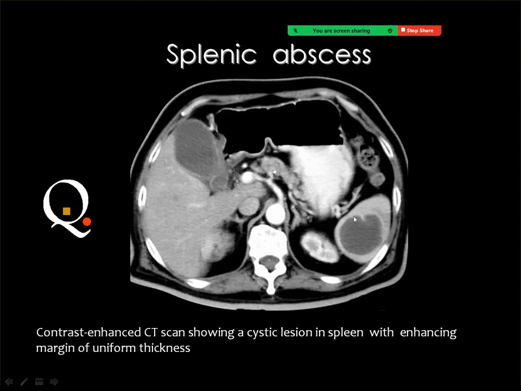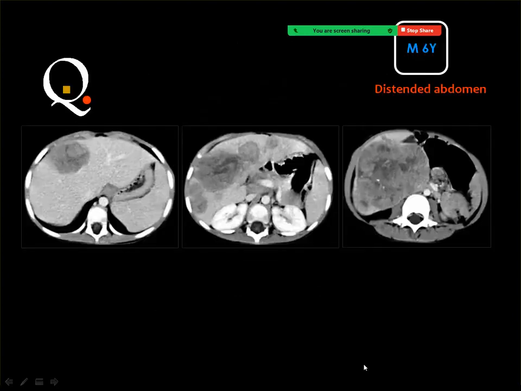There is marginal enhancement of regular thickness and some edematous changes in the splenic tissue around the abscess. And if it contains gas, of course, this will support very much the diagnosis. Next case is a male child with distended abdomen.